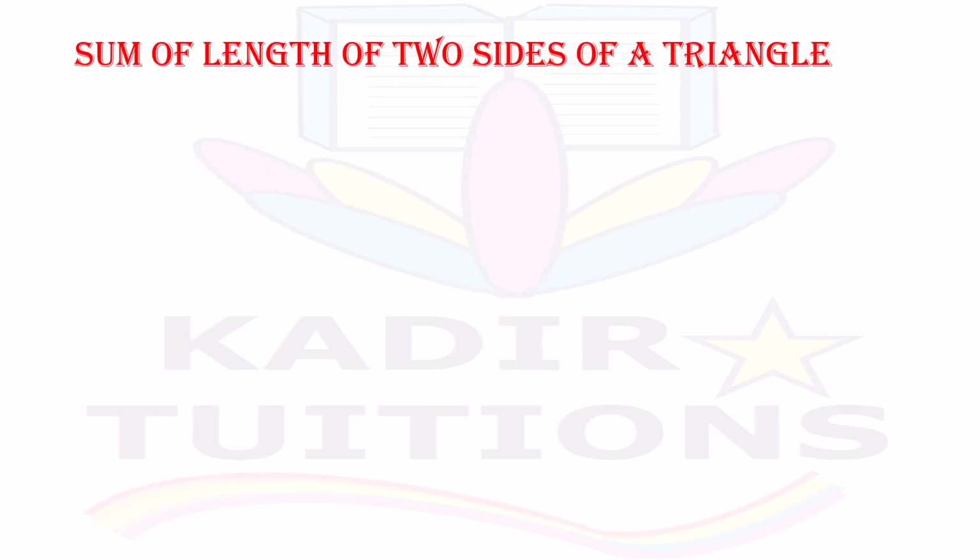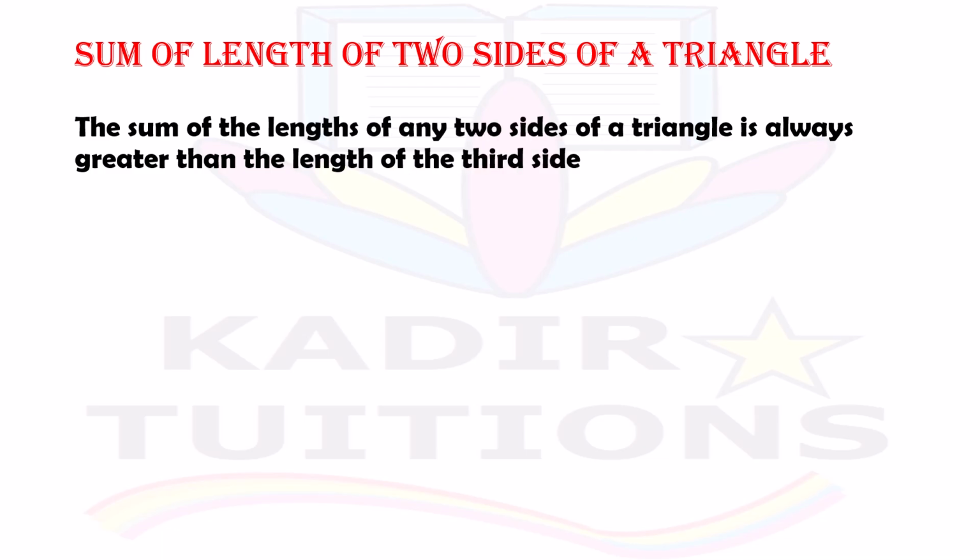The next property is regarding the lengths of the triangle. The sum of the lengths of two sides of a triangle is always greater than the length of the third side. For example, I'm having a triangle. So first I will be marking the vertices A, B, C. The lengths I am marking here as a, this length as b, and this length as c.